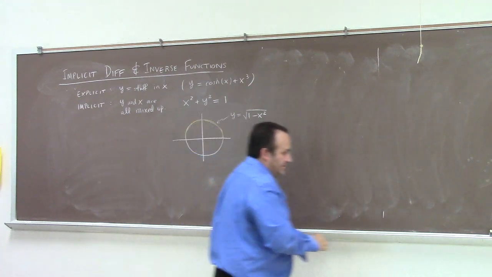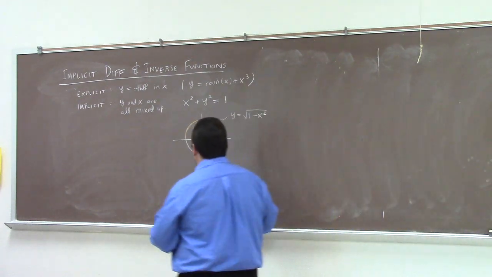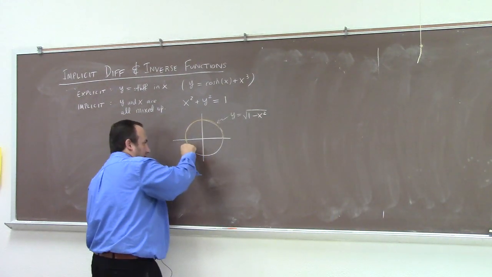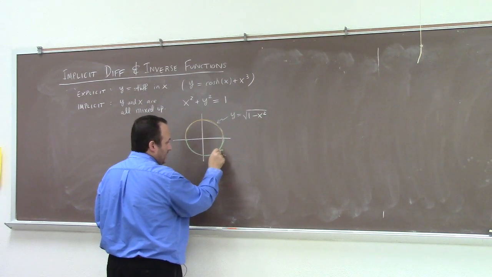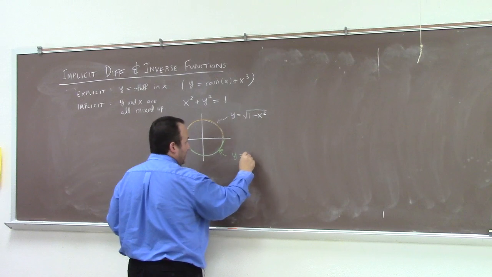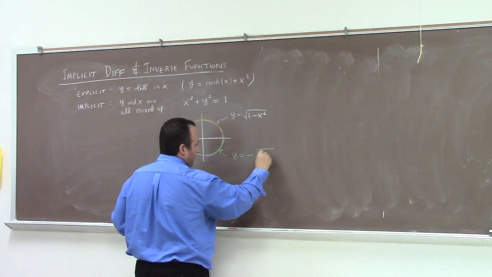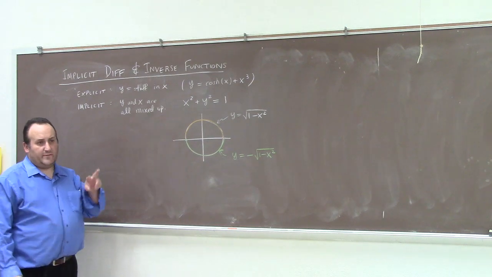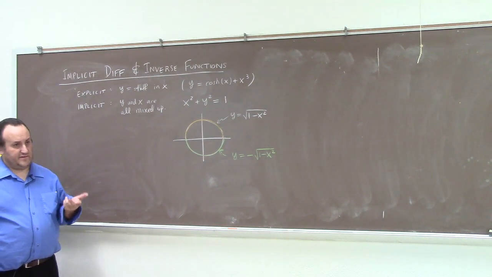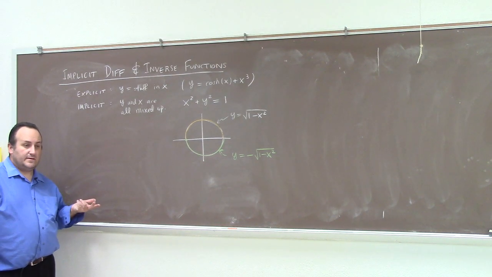And downstairs, right, down here, you in fact have y equals minus the square root of 1 minus x squared. So a circle is not the graph of one function, right? It's the graph of two functions. It fails the vertical line test.